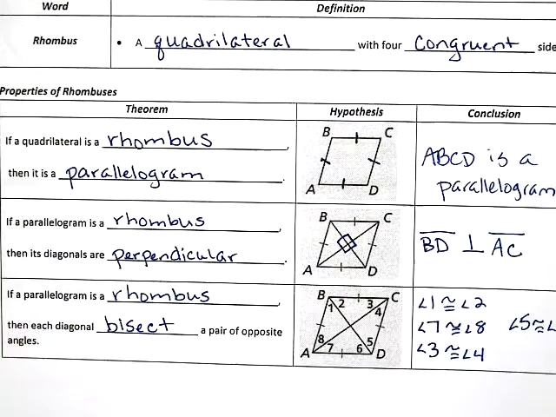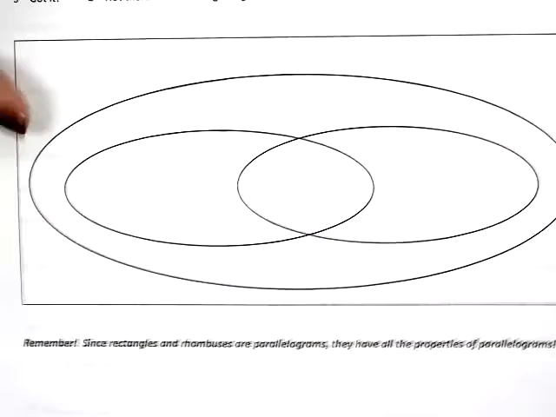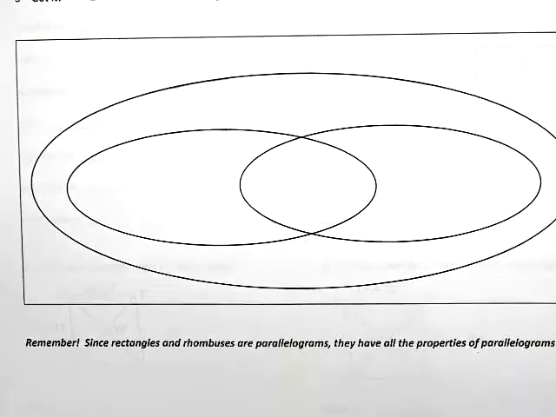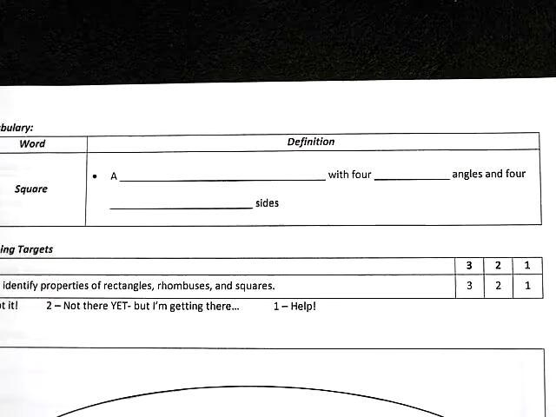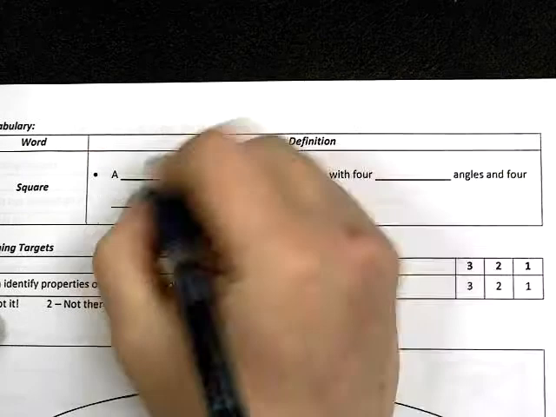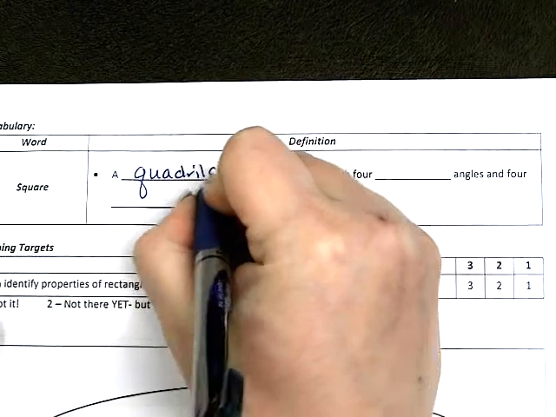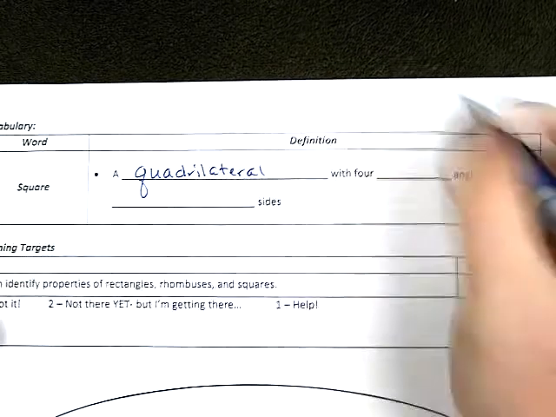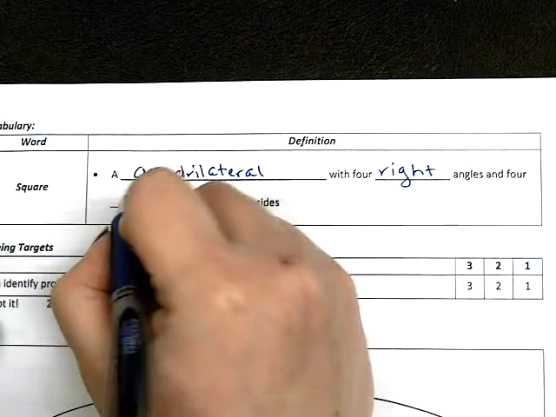This is where things are going to start to get a little muddy. One more special parallelogram that we've got to talk about, and that is a square, which I know you guys know what a square is, but a square is a quadrilateral with 4 right angles and 4 congruent sides.